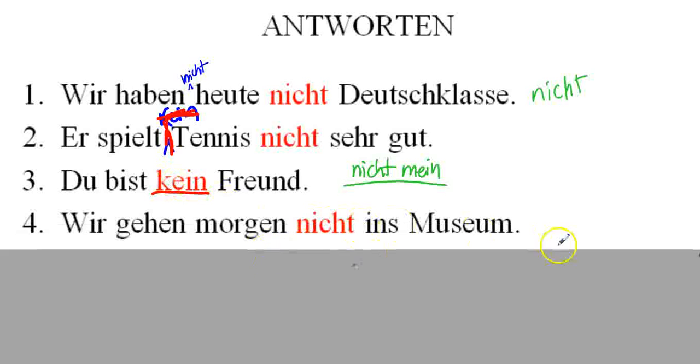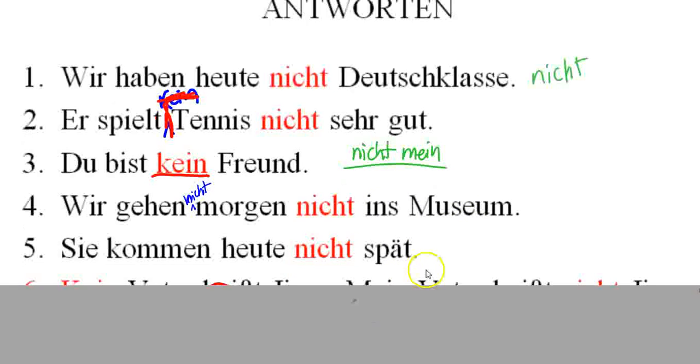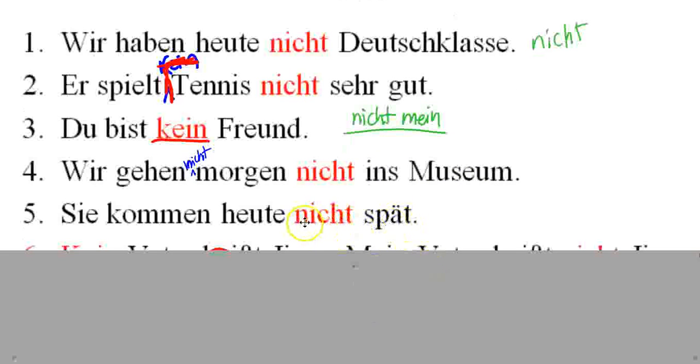Wir gehen morgen nicht ins Museum. You could put nicht here. You could, much like we did up here, you could put wir gehen nicht morgen ins Museum, because maybe it's not tomorrow, but we're going to go another day. Sie kommen heute nicht spät. Once again, not late is important, but maybe we do always get there late, so maybe you're negating heute instead.